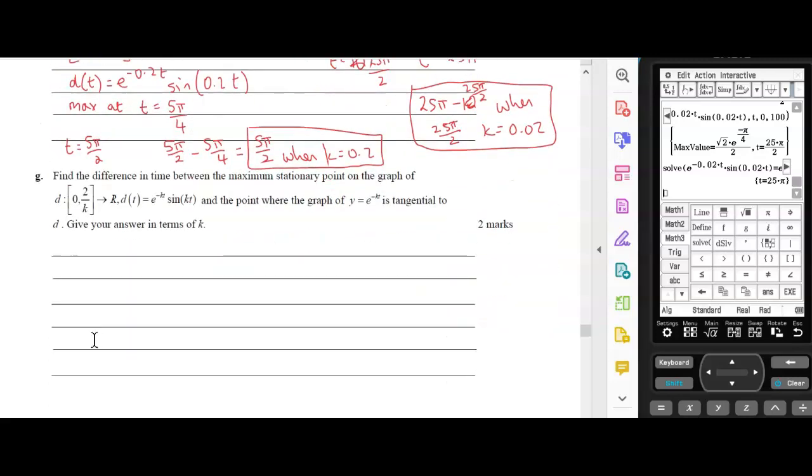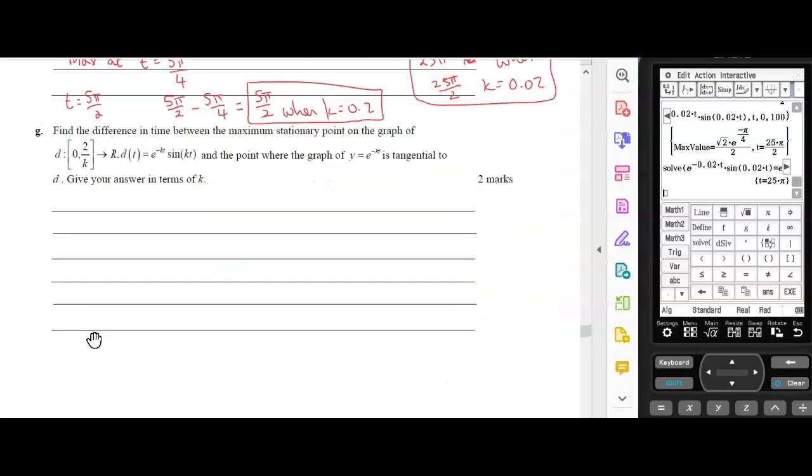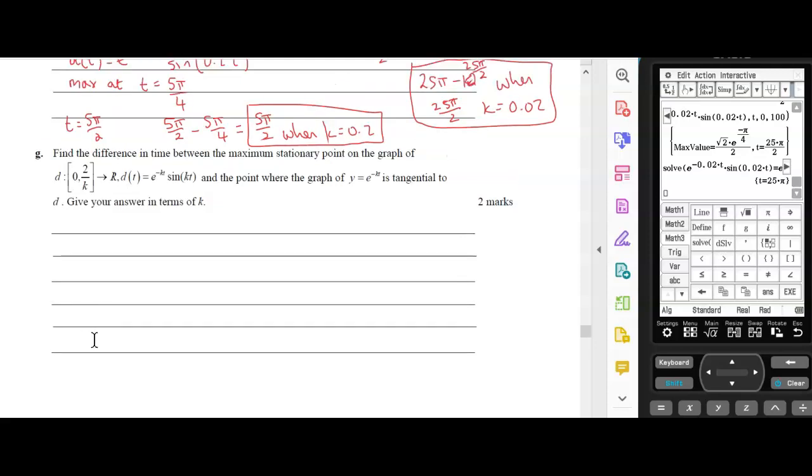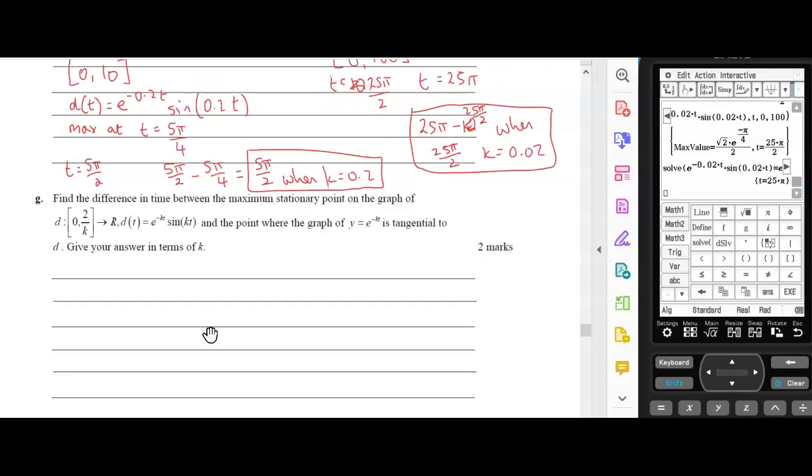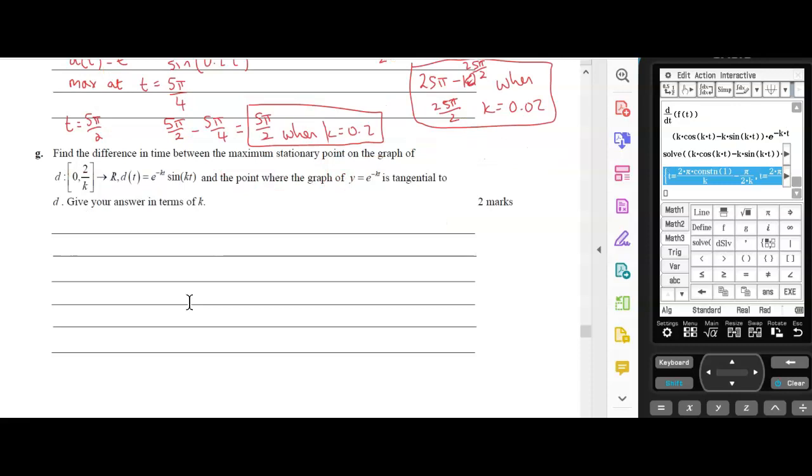All right, so moving on to part G, find the difference in time between the maximum stationary point on the graph and the point where the graph is tangential. Okay, so we're giving our answer in terms of k. So we can see the relationship, what has happened in the previous question, and apply that knowledge to question G. All right, so sorry, I had to really think about this question, very tricky. So we're going to find the derivative first. Okay, so we're going to let the derivative equal 0.